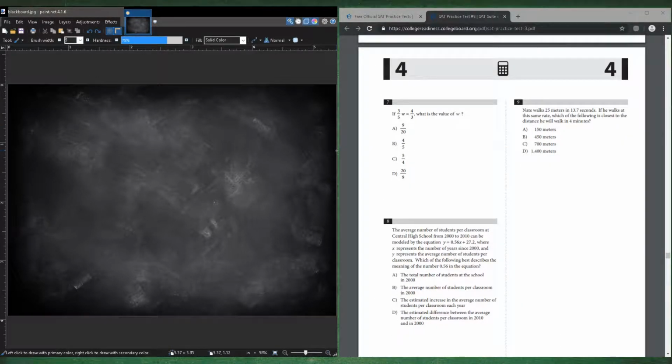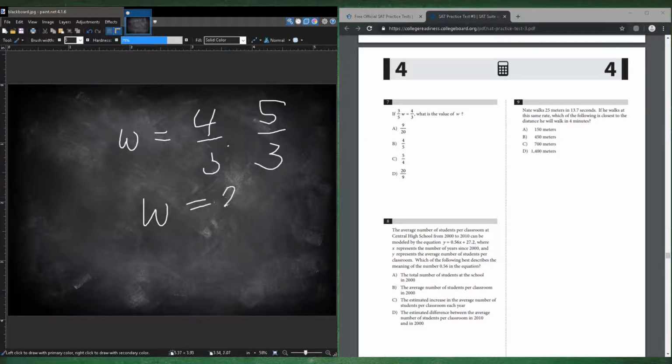Question 7. If 3/5 W is equal to 4, what is the value of W? So you want to multiply the right and left side by 5/3, so you can get W by itself. So W is equal to 4/3 times 5/3, which is the same thing as W equals 20 over 9. So the answer is D.